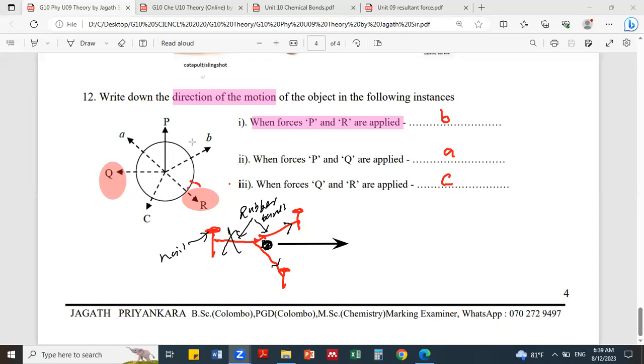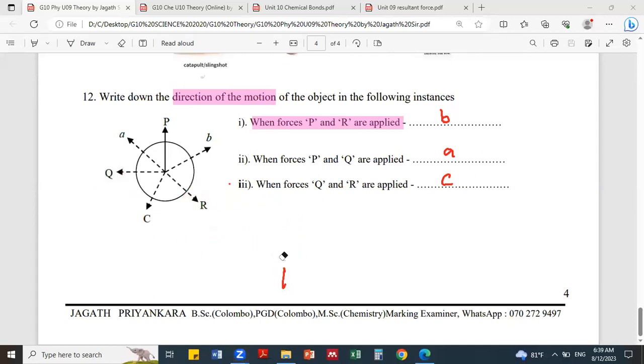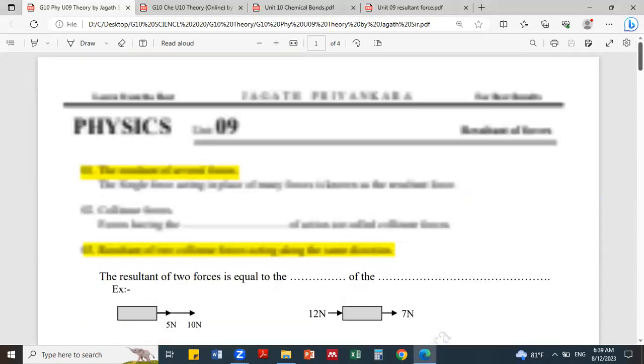I'll erase this. I think the textbook has given just one diagram, but I gave a lot of diagrams with applications to understand the resultant of two inclined forces. Okay, so this lesson is done now. We have to start the 10th lesson.